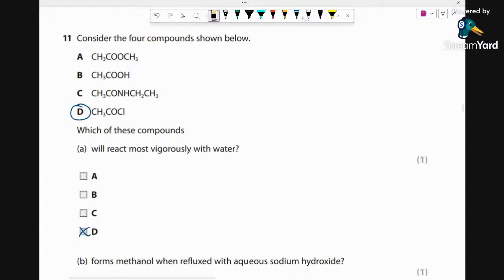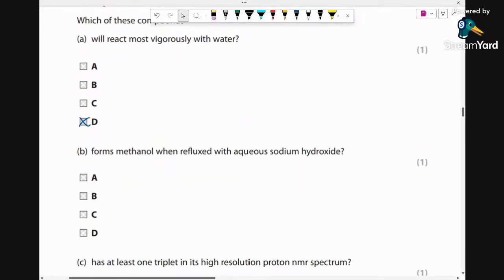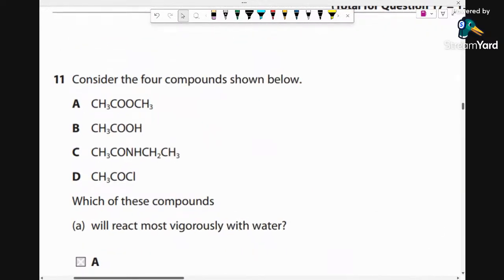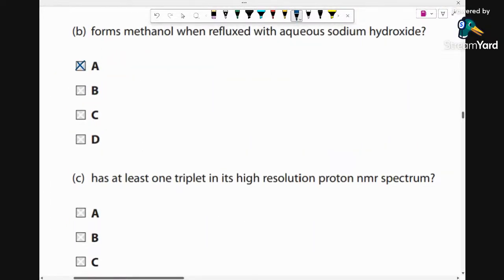They react violently with everybody, but water especially, with misty white fumes of HCl. Which forms methanol when refluxing with sodium hydroxide? Sodium hydroxide is going to hydrolyze it. If I did sodium hydroxide with this, I'm going to stick the Na there. It's going to be the top one because it's the only one with a methyl group. We split the ester and turn it into methanol and sodium ethanoate. We split the amide into the carboxylate salt and the amine. The acyl chloride will act as an acid and turn into another carboxylate salt. So the answer here is A, splitting the ester.